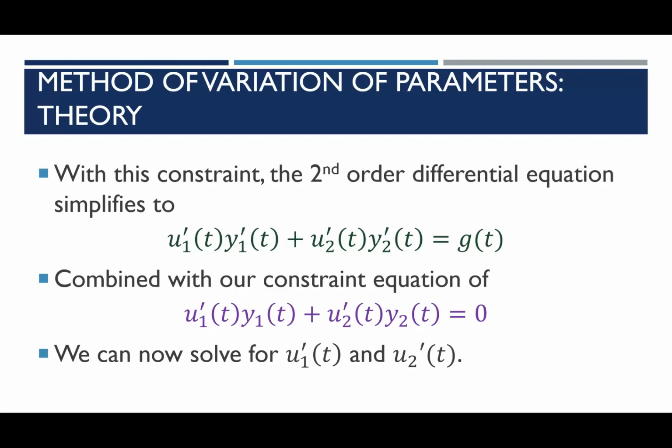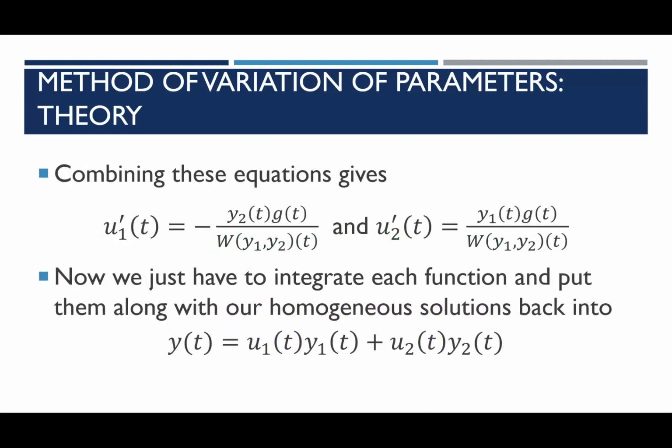But we do that method, and what it gives us is equations for u1 prime in terms of y2, g and the Wronskian, and u2 prime in terms of y1, g and the Wronskian. Now we just integrate that thing, and we're done. Is that all? Yeah, that's all. So we just put in, after we've integrated, y is equal to this, and the problem is complete. Wow, I only took like 5 minutes for the entire theory.